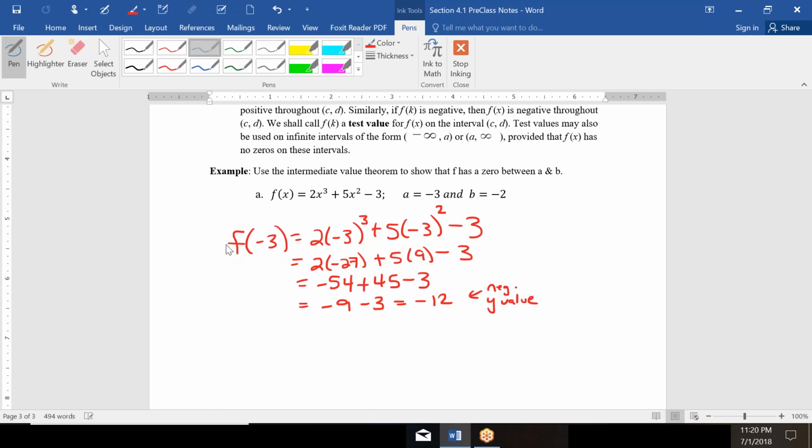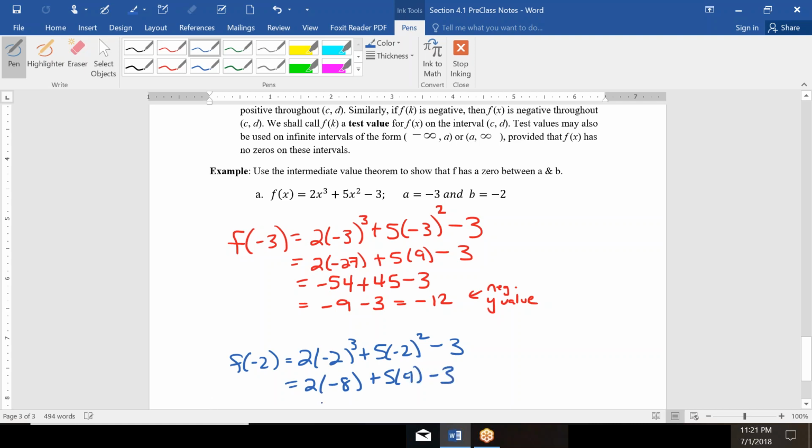And then we're going to do f of -2. So 2 times -2 cubed plus 5 times -2 squared minus 3. So this is 2 times -8 plus 5 times 4 minus 3. That's -16 plus 20 minus 3. That would be 4 minus 3, which is +1. So notice this is a positive y value.